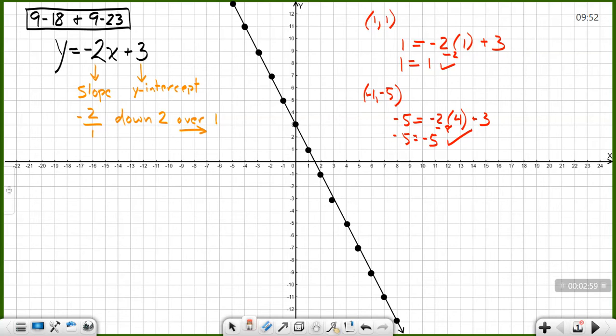And that means I can use this line to identify these points. What if y is 8? Well, if y is 8, then that means that x is about negative 2.5. So negative 2.5, comma 8 would be a solution to that equation. Every single point on that line would make this equation true. That's where we're starting, okay?